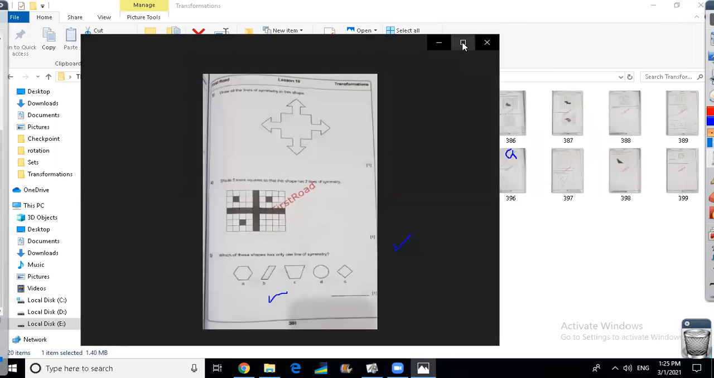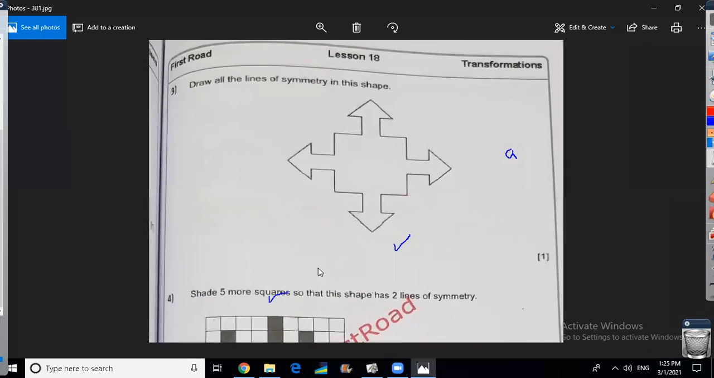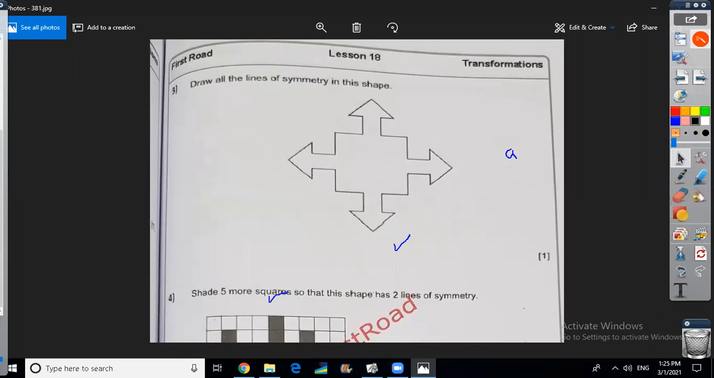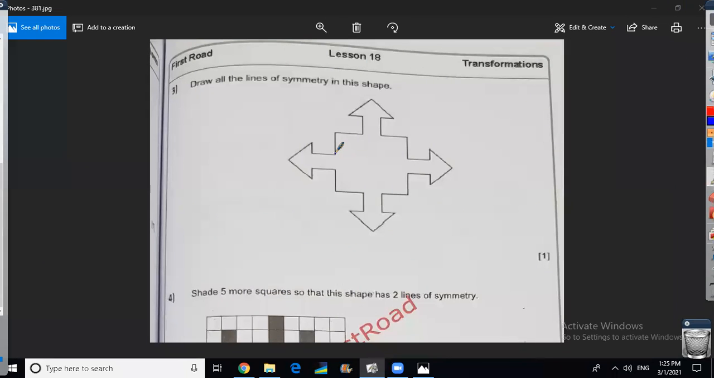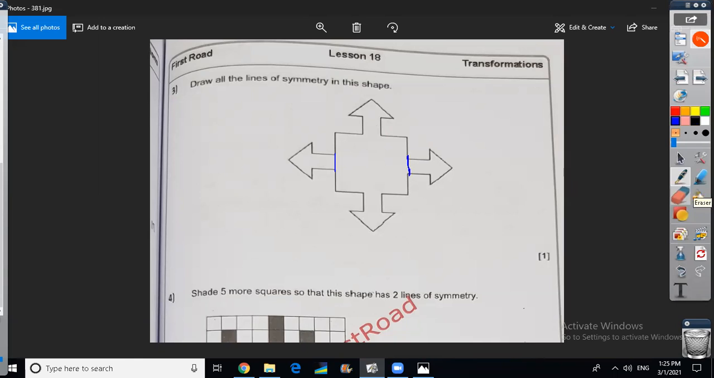The second page. They want you to draw all the lines of symmetry in this shape. Oh, Mr. We didn't take this shape, and I don't know how many lines of symmetry this shape has. Oh, come on. Doesn't it look like a square? It looks exactly like a square, right? Look, if I close it, so it has how many lines of symmetry? Exactly, a square has 4 lines of symmetry, as we mentioned before.